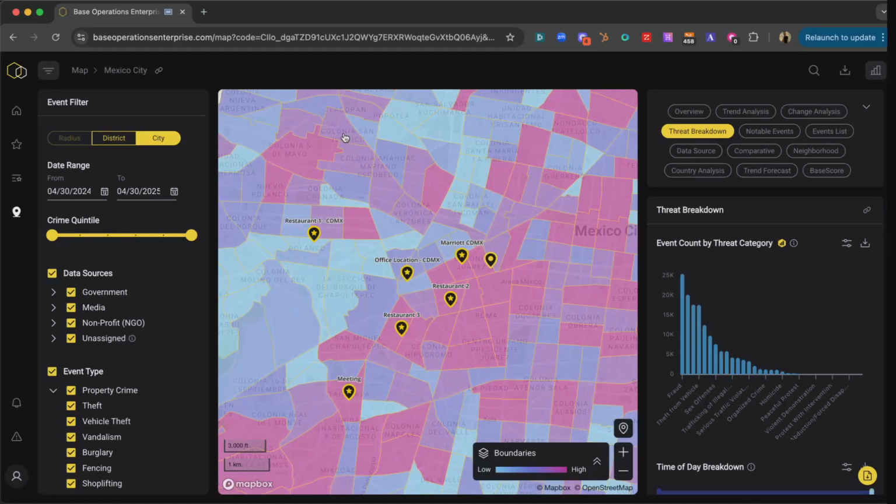Our use case today takes us to Mexico City. The scenario is that we have a handful of executives traveling here for some upcoming meetings, and we want to do some advanced assessment work across their itinerary to make sure that we can make the right recommendations to keep them safe and ensure a productive experience.